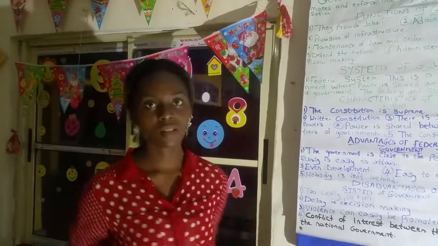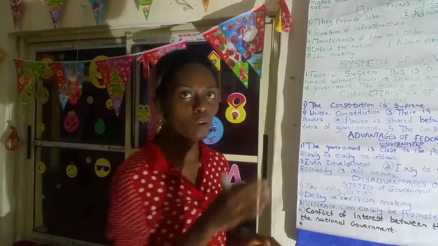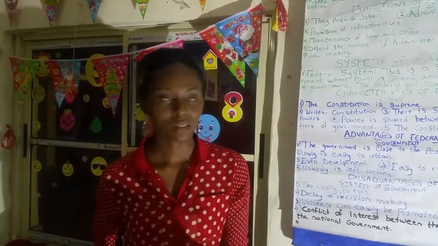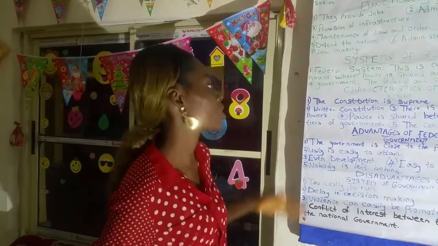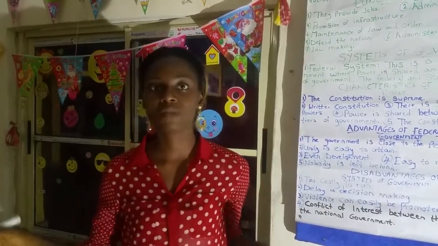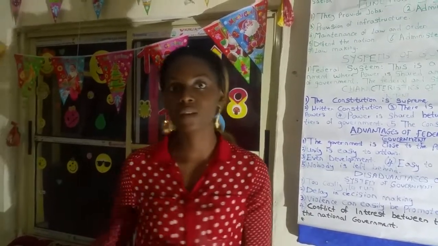Number 2, written constitution. When we get to that topic, we'll throw more light on it. What is a written constitution? It means the laws of the land are in written form. They are written down somewhere. So if you want to know the laws of government, they are written, and people can always make reference to them because they are written down somewhere.